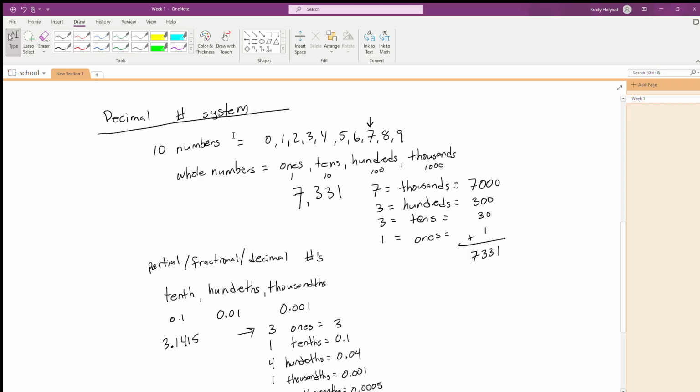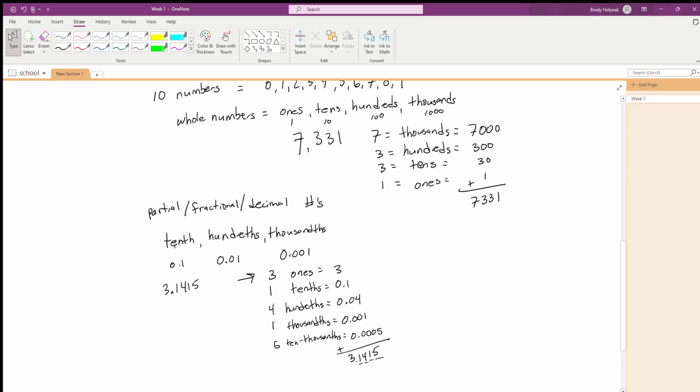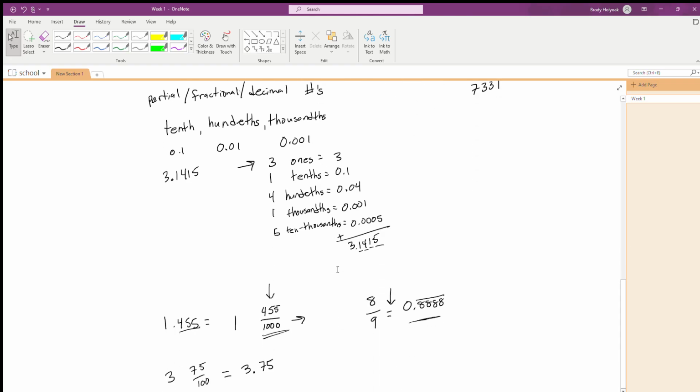The decimal system, again, 10 numbers, 0 through 9, and our place values are the ones, tens, hundreds, thousands. Going on the other side, it's the tenths, hundredths, thousandths, and so on and so forth. Making sure we have an understanding of this. You should already know this information. This should be very, very basic. But again, we're just going to cover everything to make sure that everybody's on the same page and on the same track.